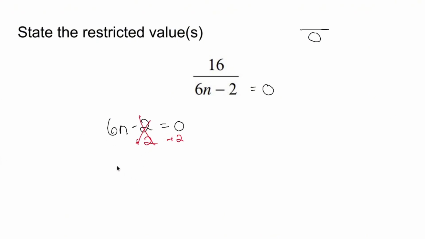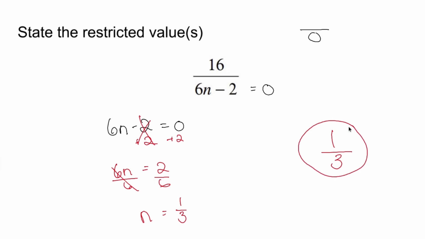Cross out. 6n equals 2. Divide both sides by 6. And n is going to equal 2 over 6, a fraction that simplifies to 1/3. So the restricted value is just going to be 1/3.